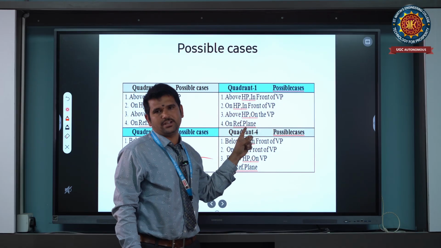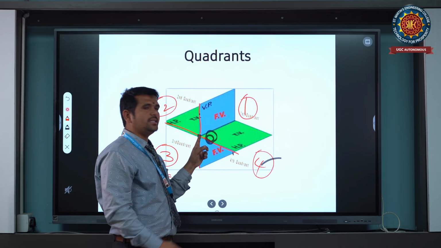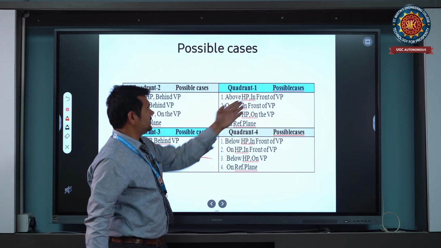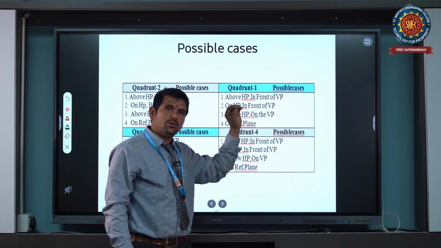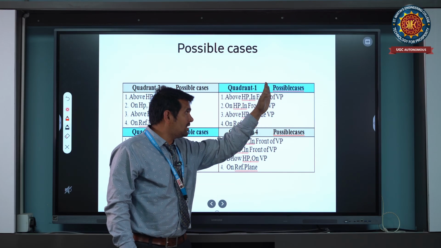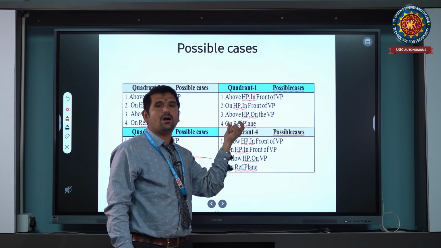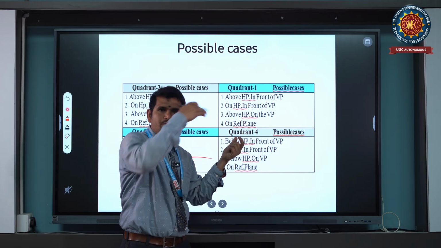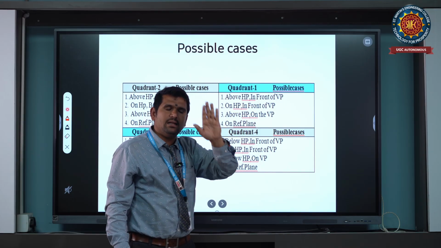Next, on the reference plane. So the point is on the reference plane, with no specific position, in the center of the plane, that is called on the reference line. That is related to the first quadrant. Each and every point, we are going to say these are the first quadrant possibilities. In that, the fourth one, the point on the reference plane, is applicable for all 4 quadrants, but the first 3 are related only to the first quadrant.